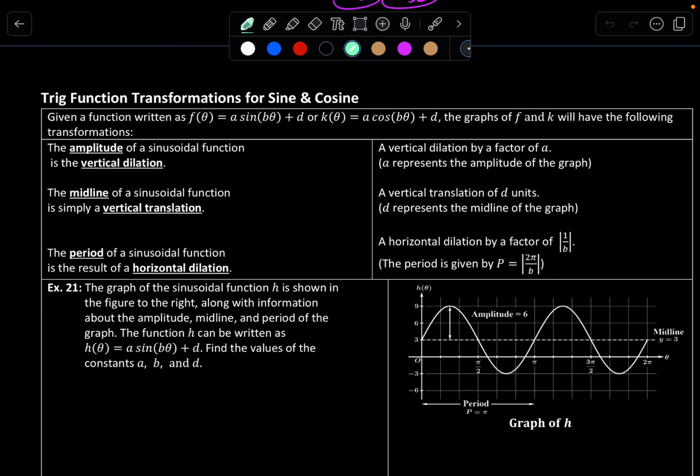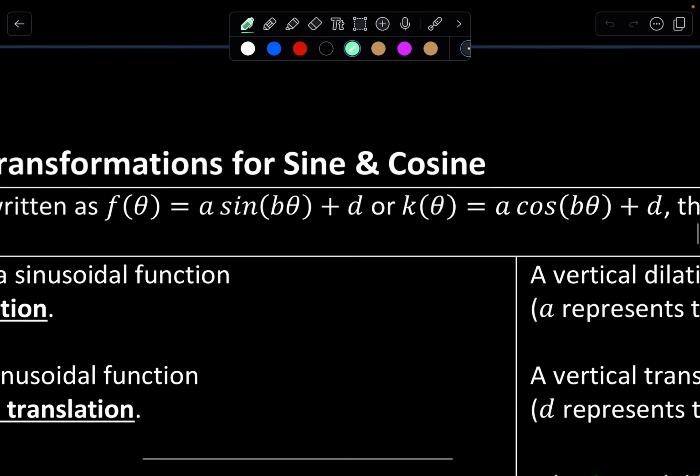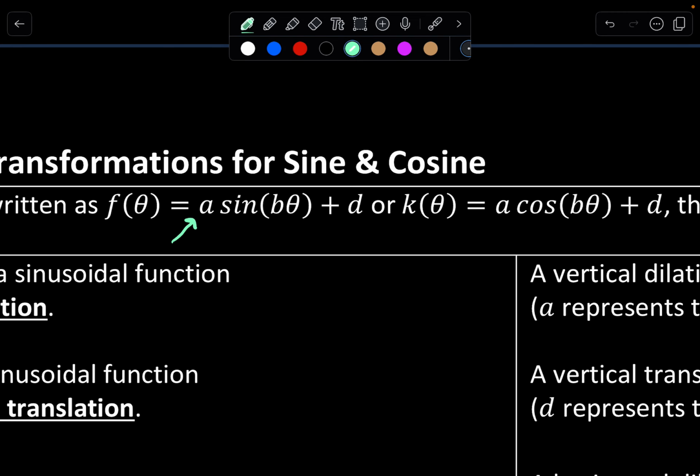This video is going to be on trig function transformations for sine and cosine. So if we look at the top, we have our transformation. They're called transformation maps. They just have the variables and where they are within the variable, and that tells us what type of transformation they will be. So in this topic, we're looking at A, B, and D.